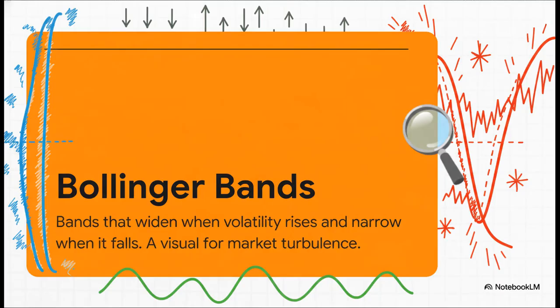So first up, we've got Bollinger Bands. These are just 2 bands that kind of wrap around a moving average. When the market is super calm and quiet, the bands squeeze in really tight. But when things get wild and prices start swinging all over the place, those bands expand way out, basically screaming at you that volatility is high. It's an amazing visual for seeing market turbulence.